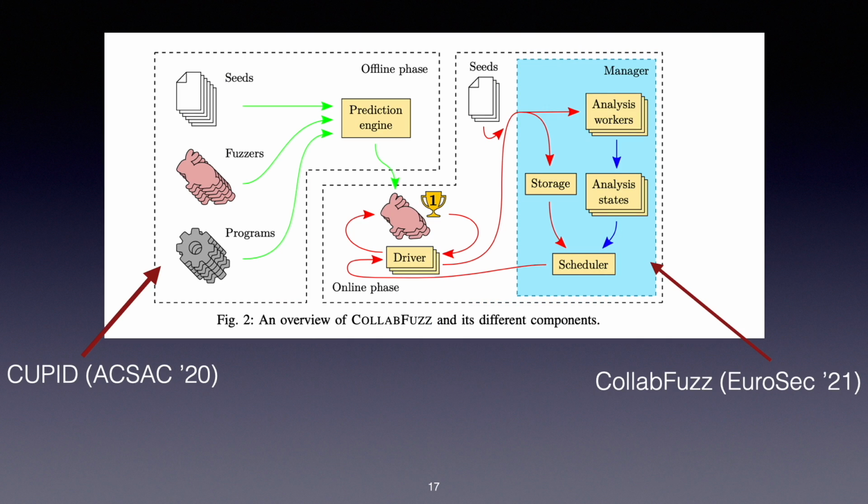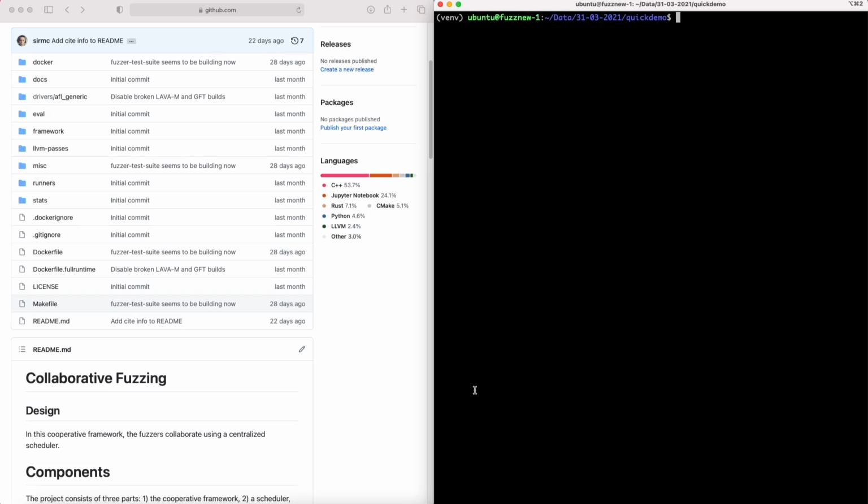So CollabFuzz was part of this larger project where we have a collaborative fuzzing run. We have CollabFuzz the manager, but we also had some previous work published at ESORICS 20, where we have a prediction engine to say, okay, which fuzzer should I actually use in a collaborative fuzzing setting? So if you're interested, have a look at our paper called Cupid. Next, I'll give you a quick demo of the CollabFuzz framework to give you a more concrete idea of how you can use this for your research.